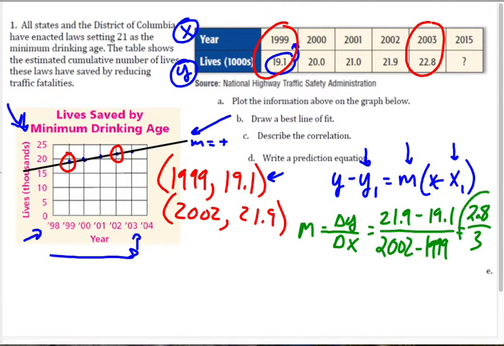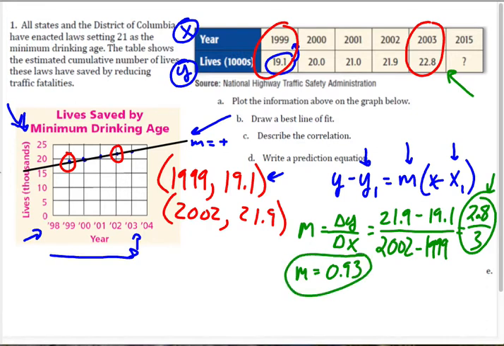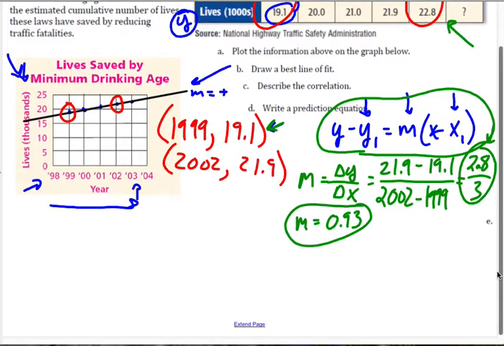Okay, now when we're working with these real world problems, when we're actually working with data, you are going to want your slope as a decimal. So take 2.8 and divide it by 3, and let's change this to a decimal. And it is 0.93. So there's my slope. I'm probably going to use this first point. Now I can plug it into my point slope form and start actually writing my prediction equation.